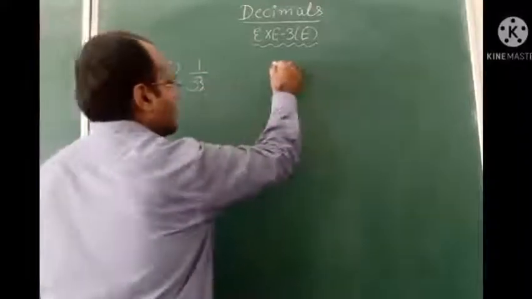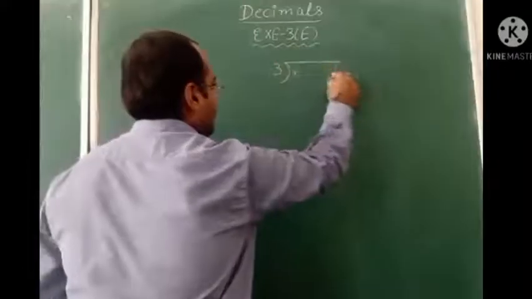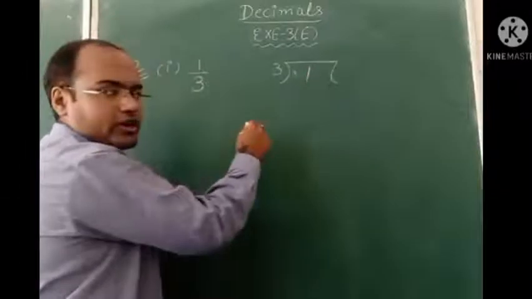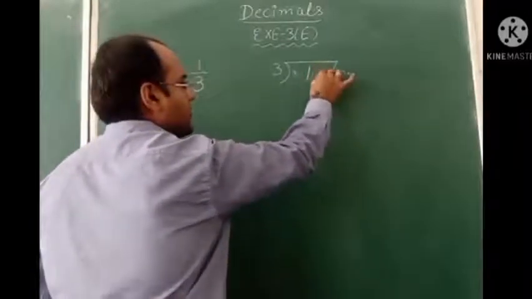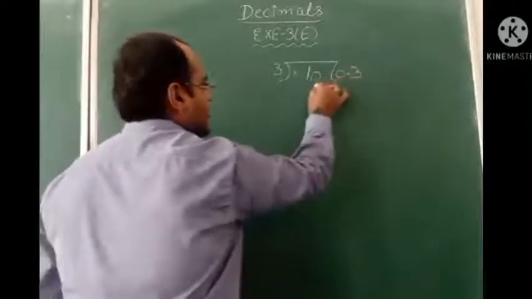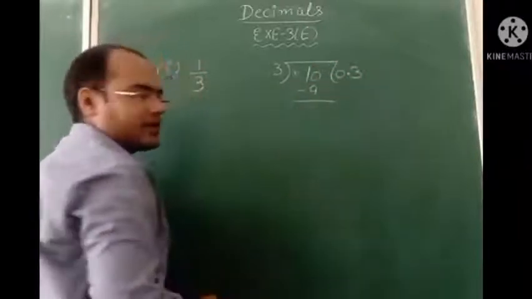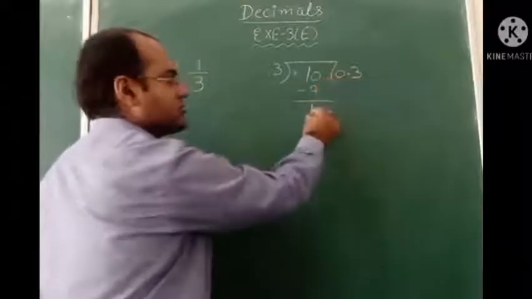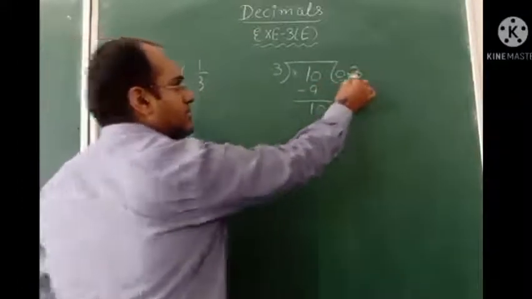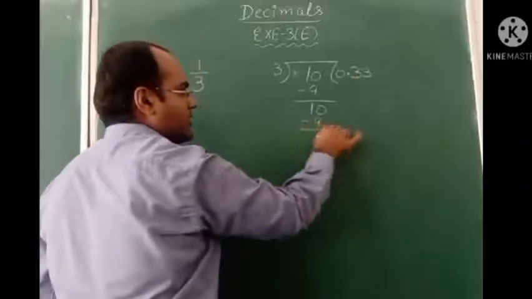With a table of 3 we have to divide 1. So this 1 is not divisible by 3. So we have to take decimal and we will add here 0. 3 3 ja 9. On subtracting it, remainder is 1. Decimal is already there in the answer, so 0 we will take ourselves. 3 3 ja 9. Again remainder is 1.